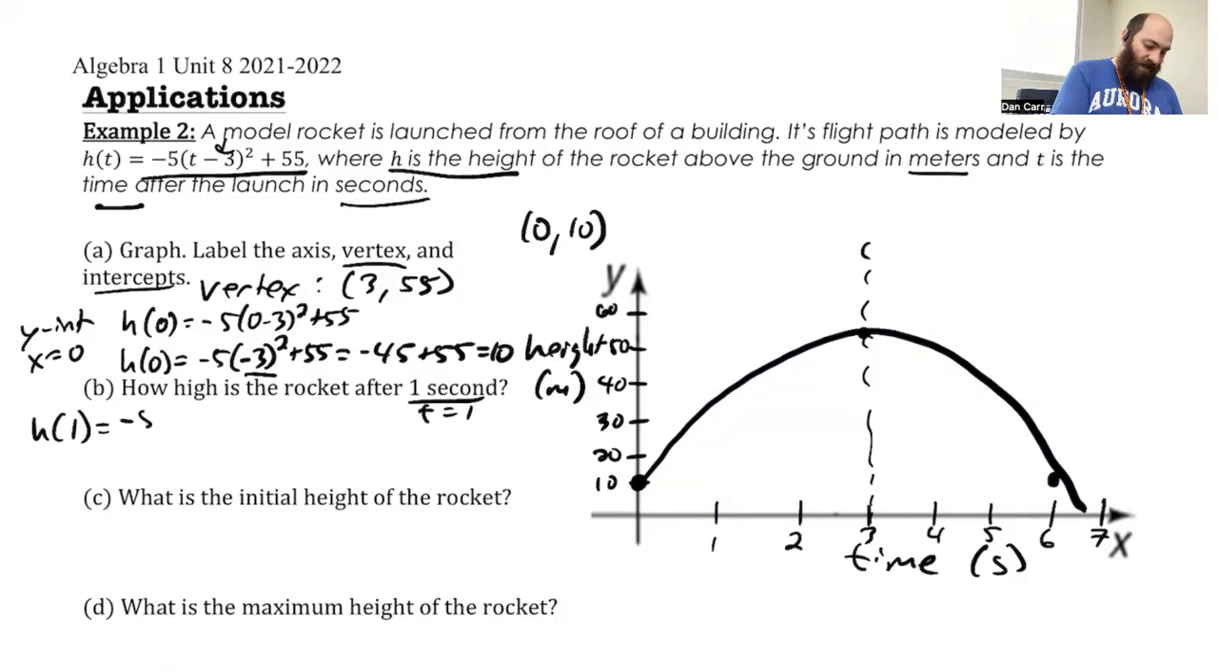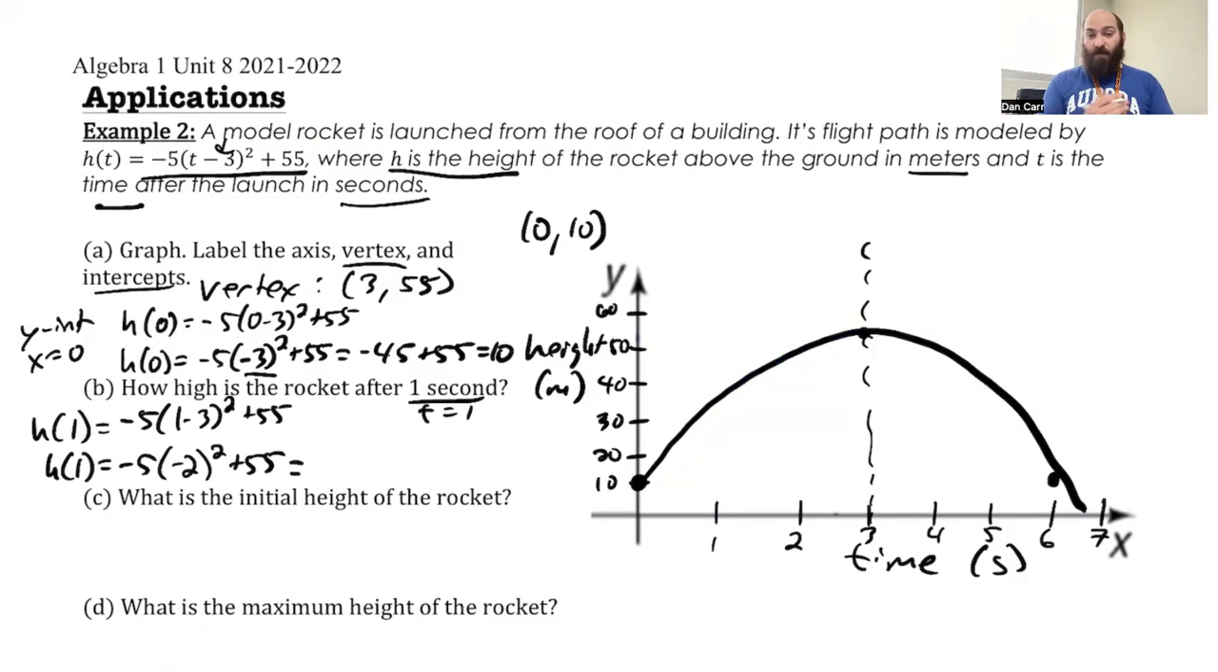So h of 1 is equal to -5 times (1 minus 3) squared plus 55. Okay, so h of 1 is going to give me -5. 1 minus 3 is going to give me a -2 here. So again, -2 squared, we're going to do that first because it's the exponent. So it's -2 times -2 is a positive 4. Positive 4 times -5 is a -20. Plus 55 is going to give me a positive 35. Okay, so after 1 second, it is 35 meters tall. Which is pretty close to what I have on there.